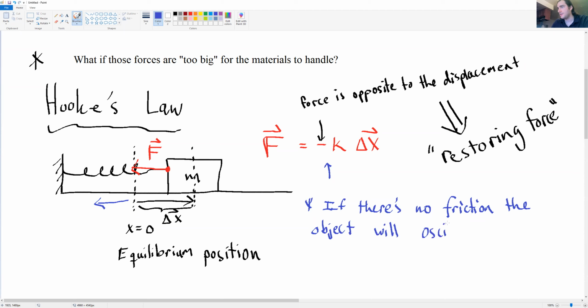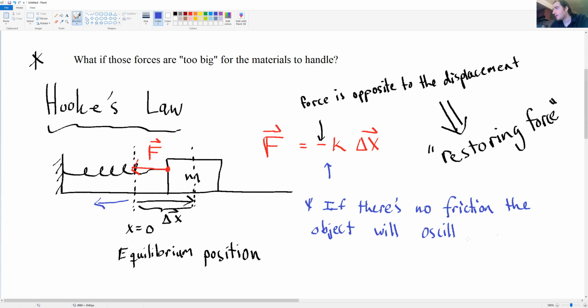That word oscillate just means it's going to go to the right, and it's going to go back to the left, all the way back to the right, all the way back to the left, over and over again. And the amount of compression is going to be the same as the amount of stretching. So if you stretched it delta x and you let go, it's going to go back to equilibrium, and then it's going to keep going, and it's going to compress the spring an amount delta x. And of course, that's because of energy conservation.